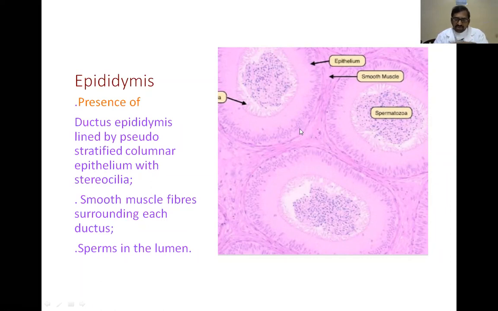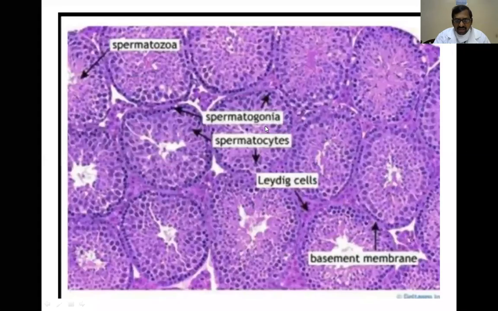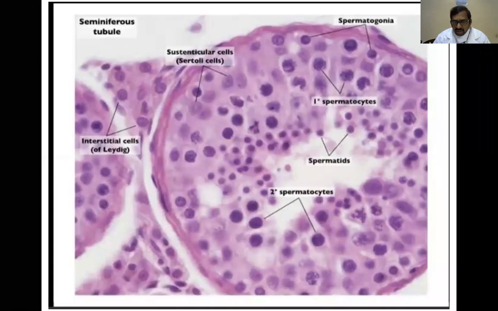That is why we see multiple profiles, just like the seminiferous tubule appearance. So you must be very careful. At the same time, there is an abundant amount of spermatozoa within the lumen. In the testis, the lumen may also contain spermatozoa, but they are not free. They are attached to the Sertoli cells or sustentacular cells.